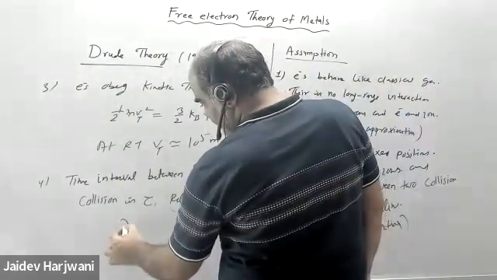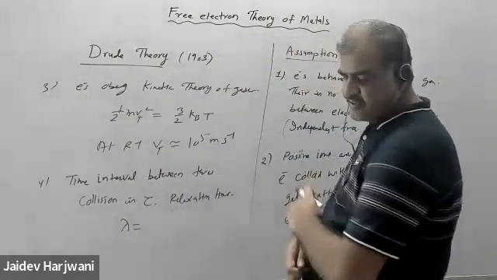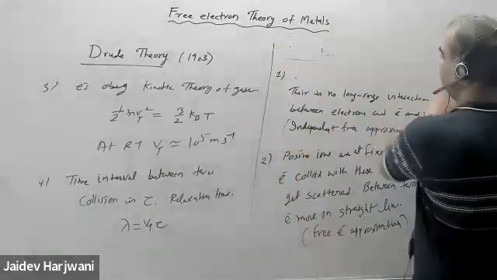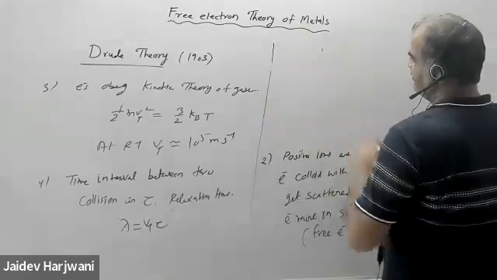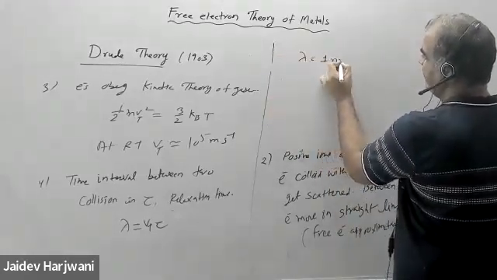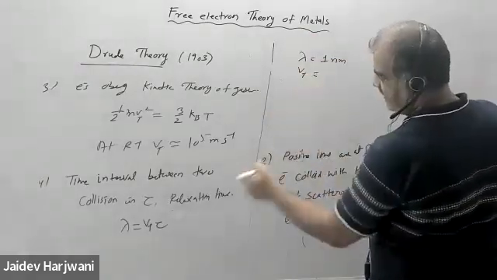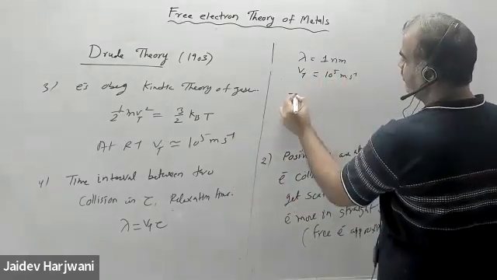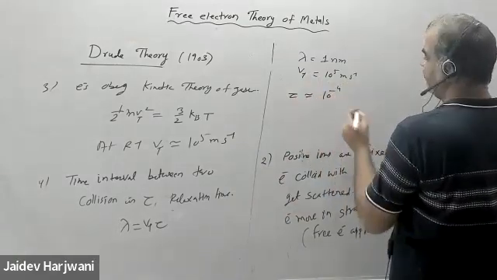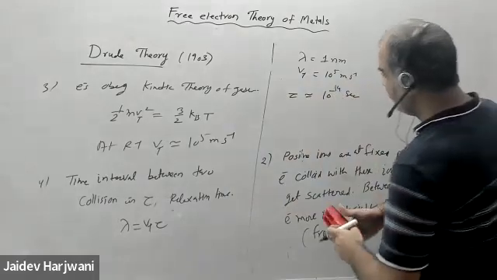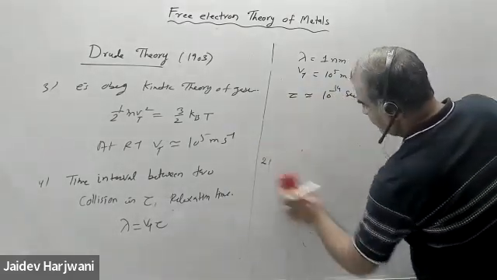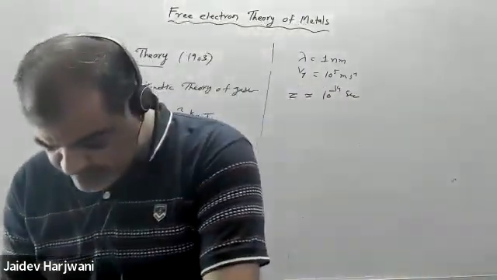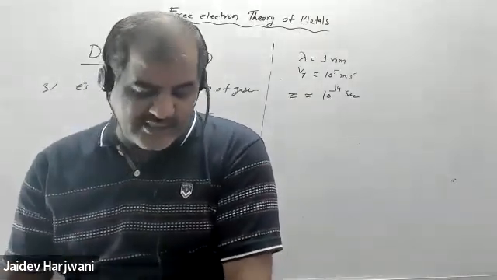Now if I want to write the mean free path, it is distance, which equals velocity times tau, so lambda equals v_T times tau. Suppose lambda equals 1 nanometer, and v_T we already have as 10^5 meters per second. This will give tau as almost 10^-14 seconds. So these are the four important points of Drude theory, based on which we can explain the DC electrical conductivity of metals.